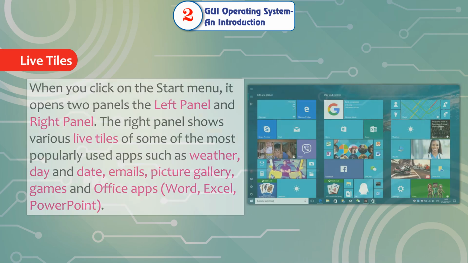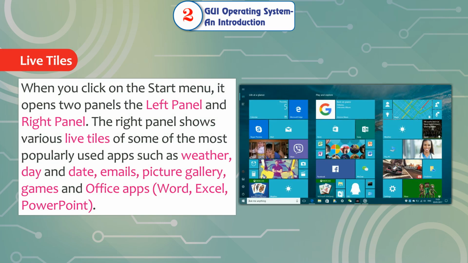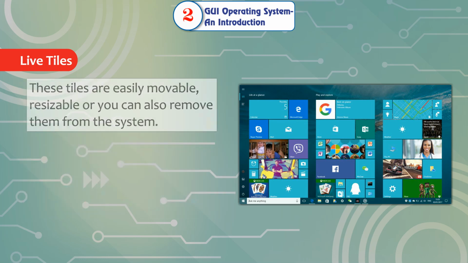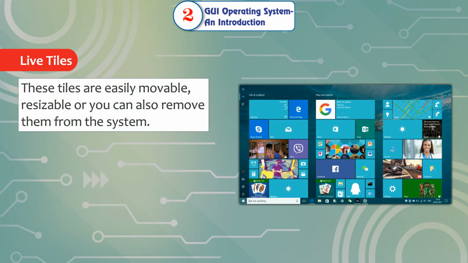Live tiles. When you click on the Start menu, it opens two panels, the left panel and the right panel. The right panel shows various live tiles of some of the most popularly used apps such as weather, day and date, emails, picture gallery, games and Office apps, Word, Excel, PowerPoint. These tiles are easily movable, resizable, or you can also remove them from the system.